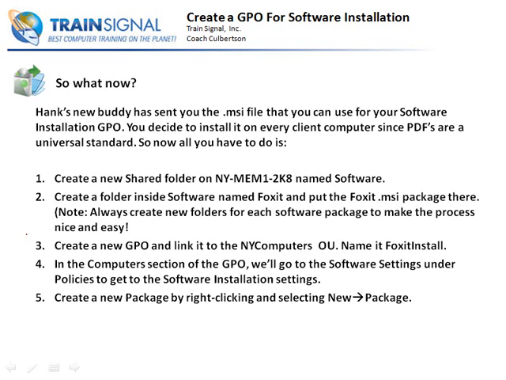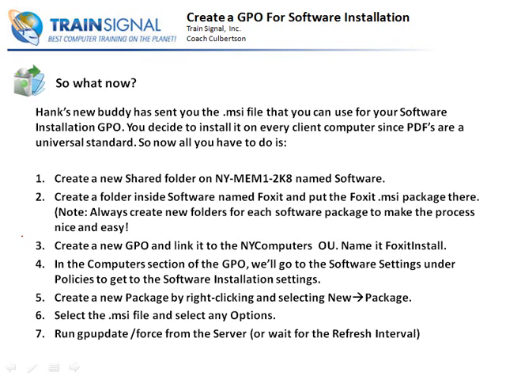Then we're going to create a new package by right-clicking and selecting new package. We're going to pick the MSI file that's living out there on our shared folder on mem1. We're going to select the assigned option. Then we're going to run gpupdate /force.